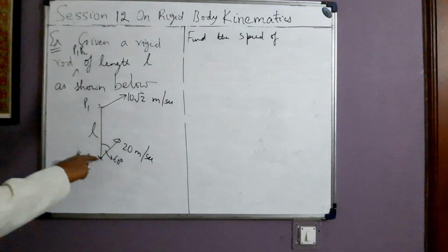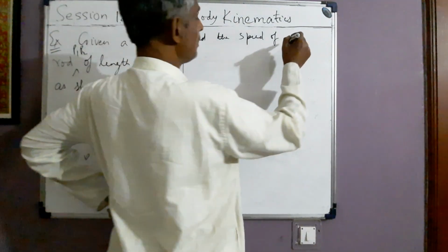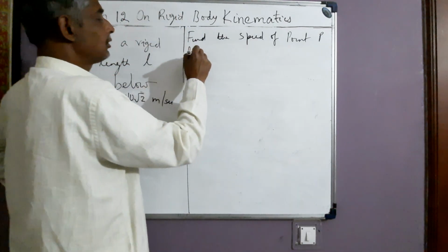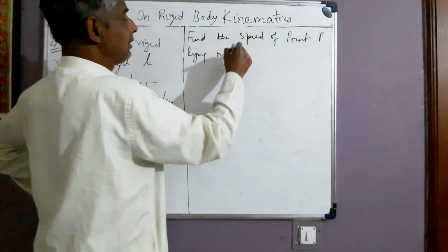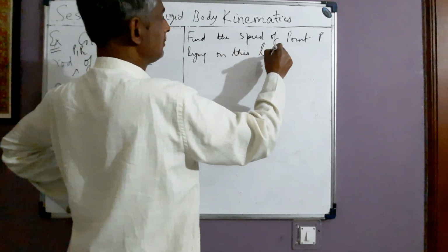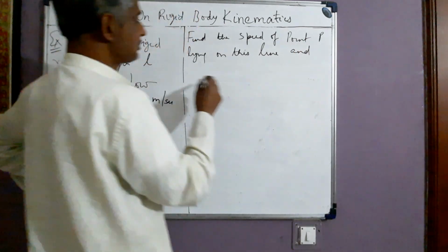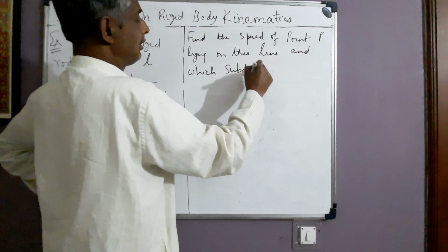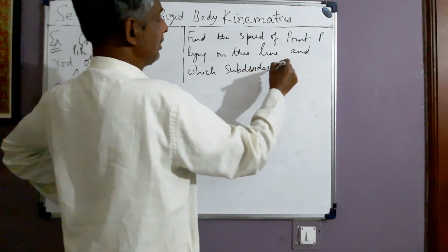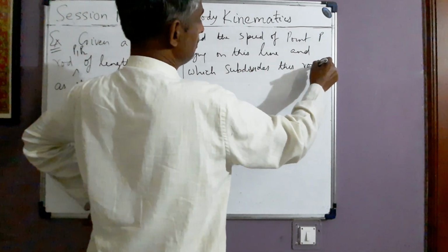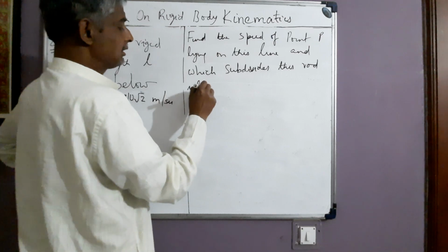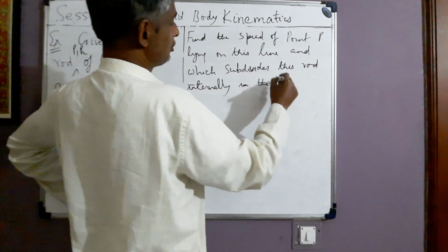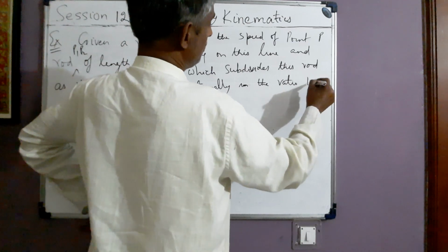This line P1 P2 is rigid. Point P lying on this line subdivides this rod internally in the ratio 1:2.